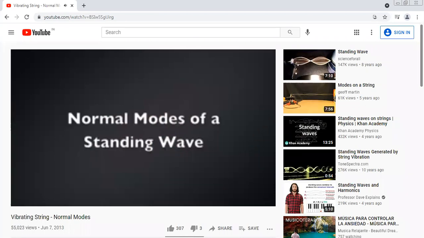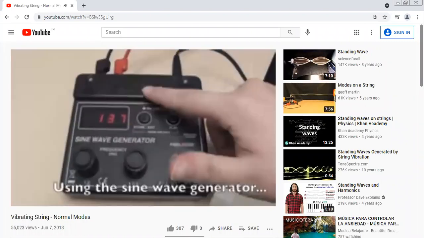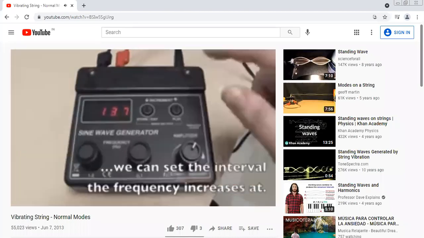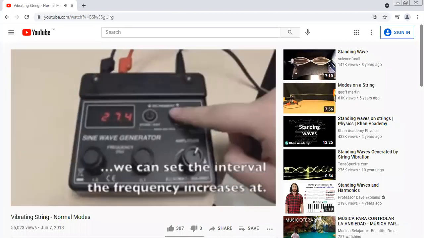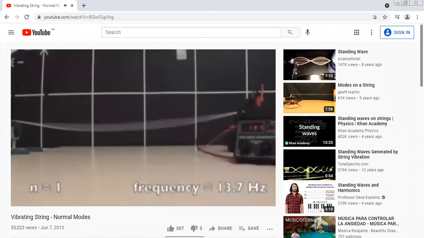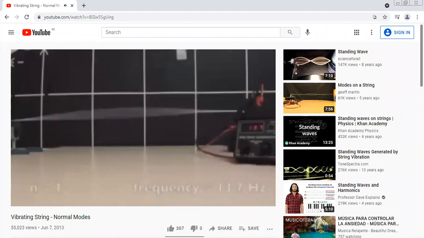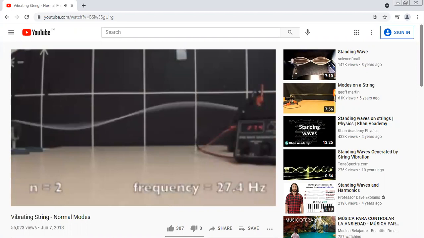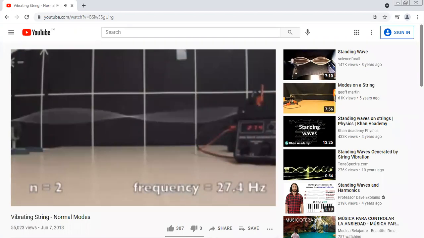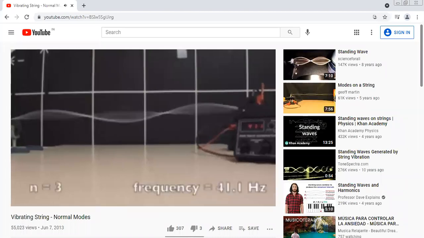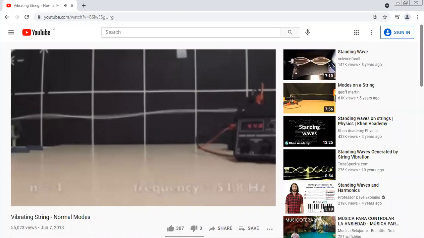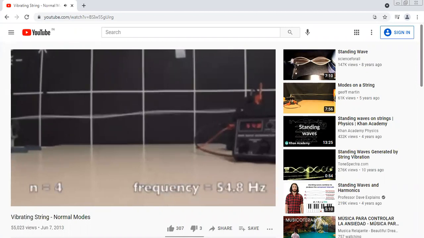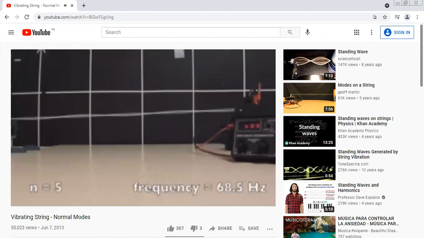Just observe. It is vibrating with one loop. Now it is vibrating with 2 loops. Now 3. Now it is 4. Now 5 loops. Loop size ಚಿಕ್ಕದಾಗ್ತಾ ಇದೆ, but 5 loops ಕಾಣುತ್ತೆ.